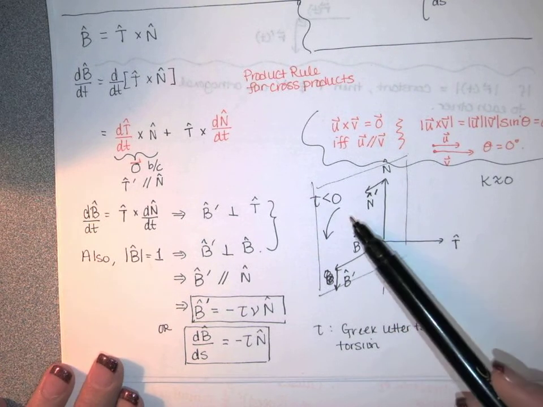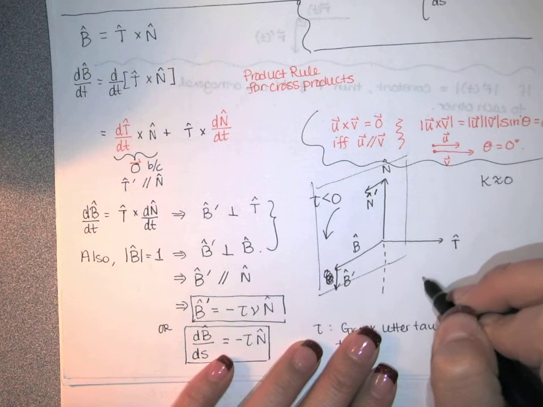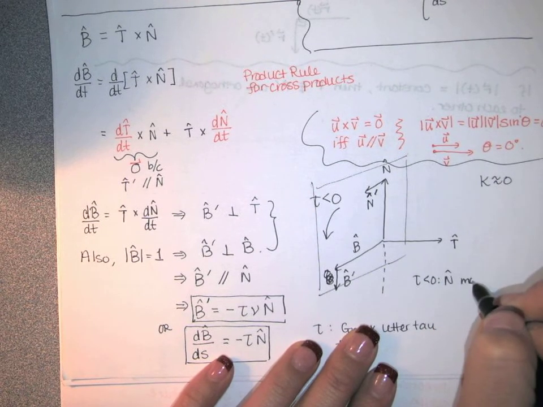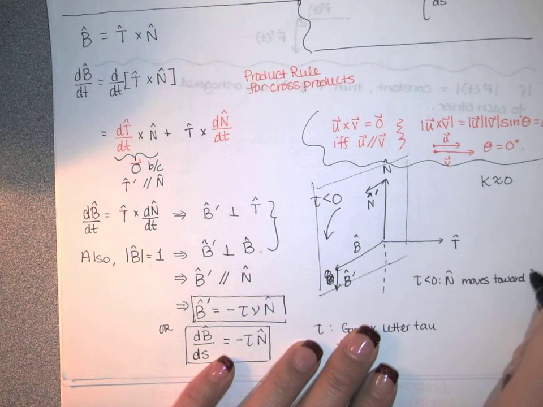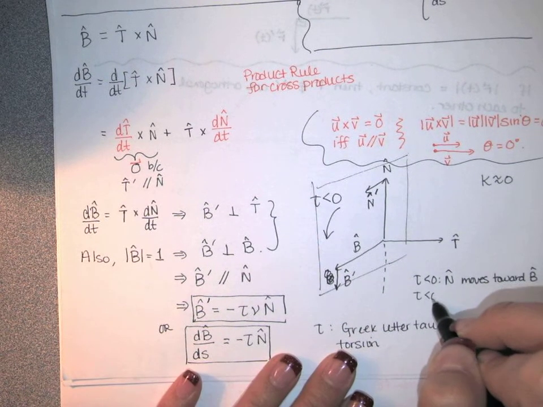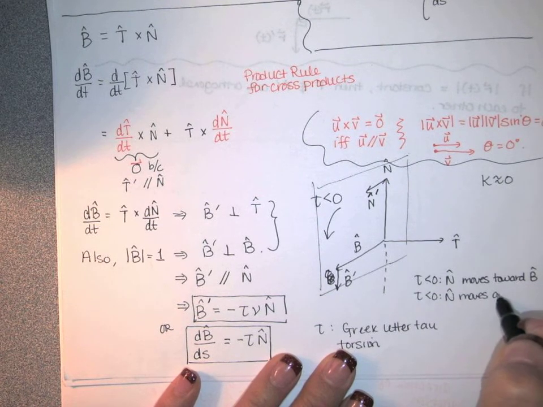So N hat is moving towards B hat when torsion is negative. And if torsion is positive, N hat moves away from B hat.